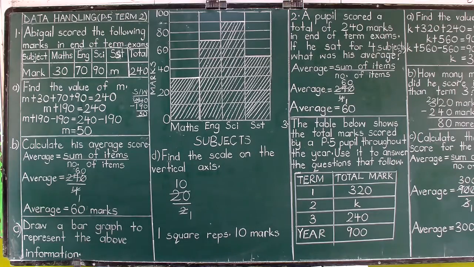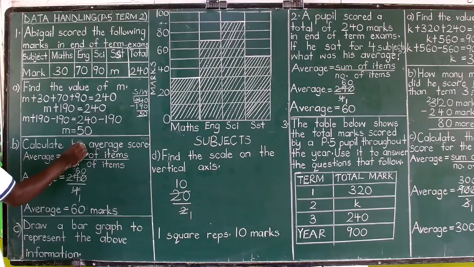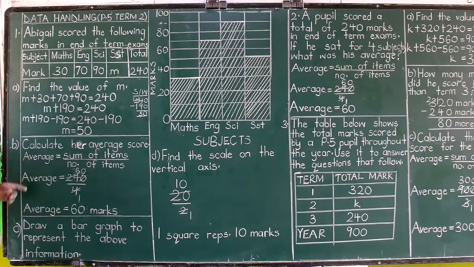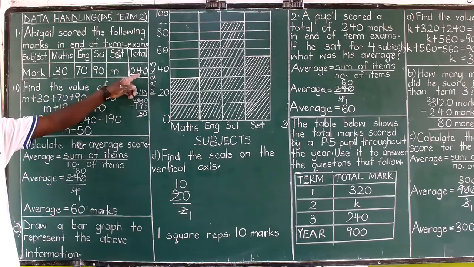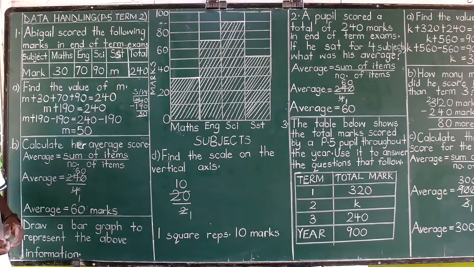Calculate Abigail's, normally Abigail is a lady, her average score. Calculate her average score. We say average equals sum of items divided by number of items. Now the sum is the total. The total is already 240.